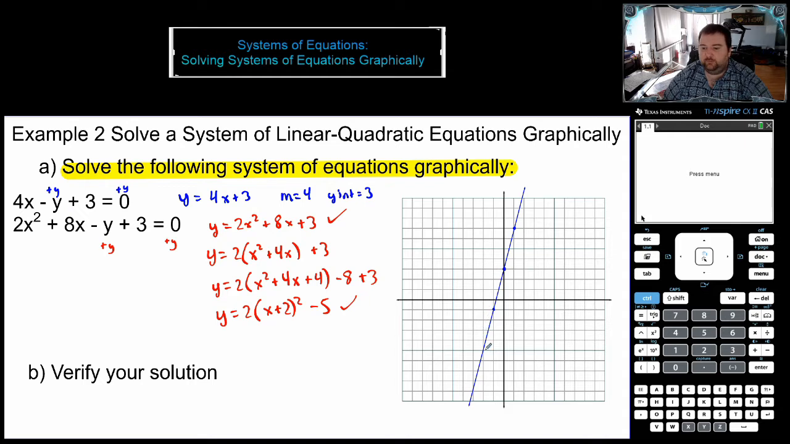1, 2, 3, 4, 5. Look at that. There's a point of intersection. Now my a value is 2. So I'm going to use my knowledge on how normal parabolas work. And normally I would go over 1, up 1. But now because it's 2, I need to multiply that by 2. So instead of over 1, up 1, I'm going to go over 1, up 2.